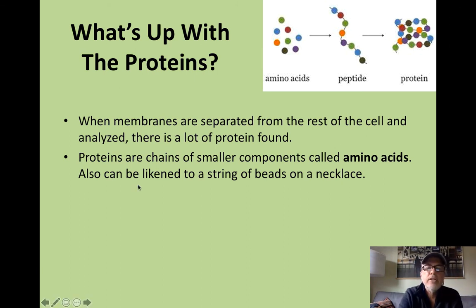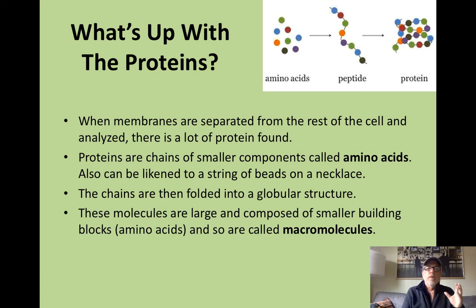Proteins are chains of smaller components called amino acids. So here are some free amino acids, and if you put them into a chain, you get what's called a peptide. And then if you fold that peptide up, you get what's called a protein. So the amino acids can be likened to a string of beads on a necklace. And there are about 20 kinds of amino acids that we use in our proteins. These molecules are large, and so they are called macromolecules. The macromolecule is protein. The building blocks are amino acids.